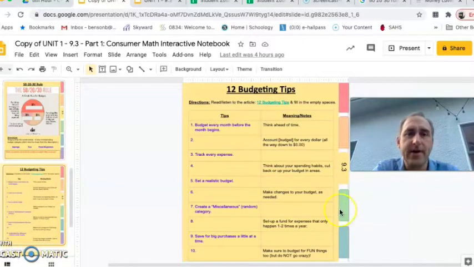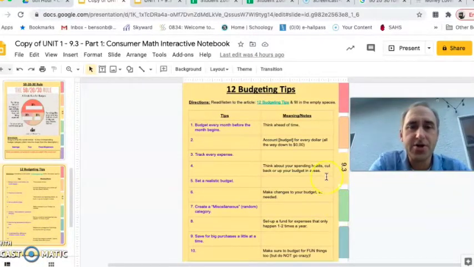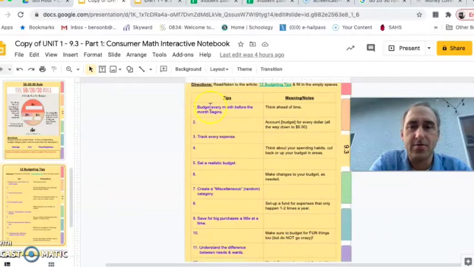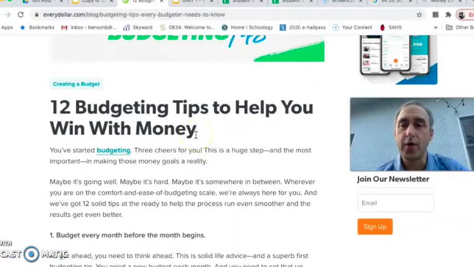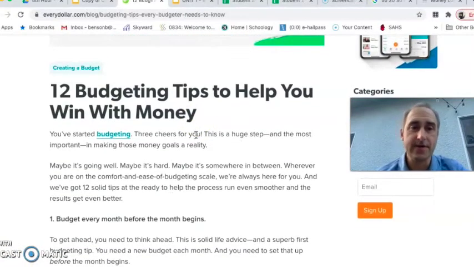In this next sheet, you have 12 budget tips. The directions are to read and listen to this article and then answer these prompts. So the first one says budgeting every month before the month begins. The notes from the article say, think ahead of time. What is the second tip? And that tip refers to accounting for every dollar. The third tip is track every expense. What does it mean from the article?